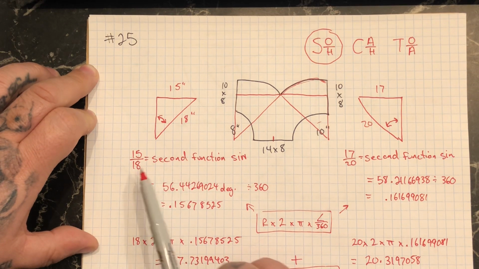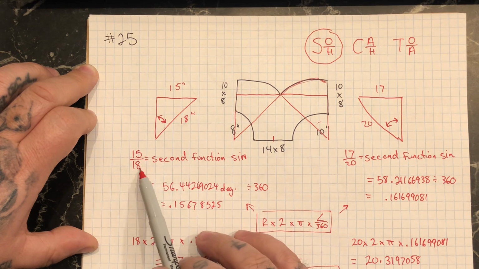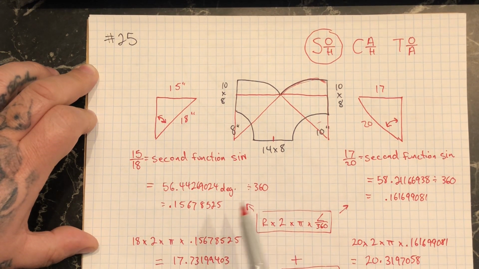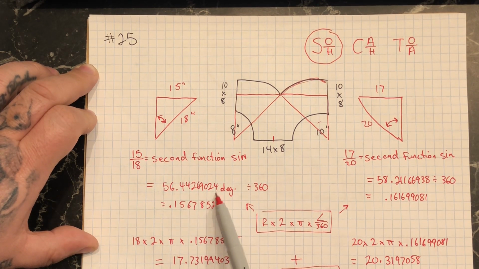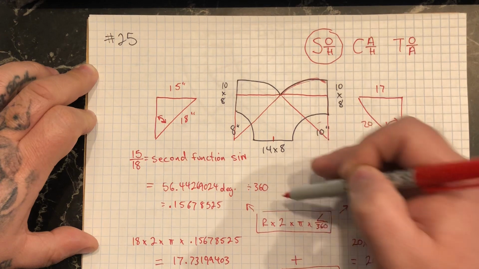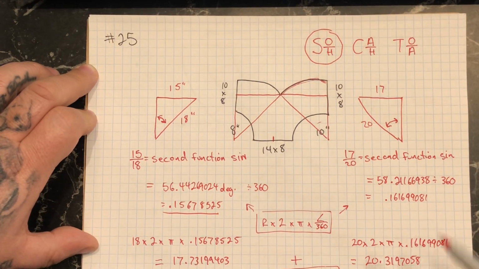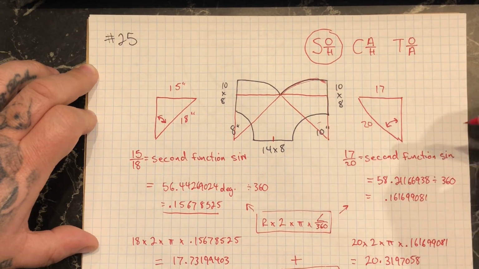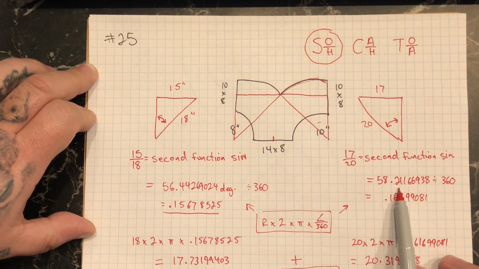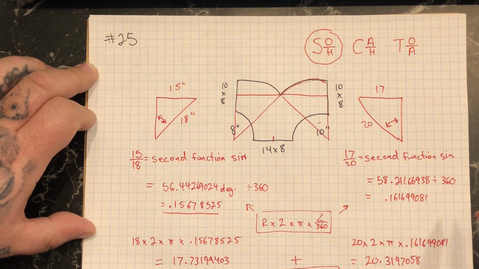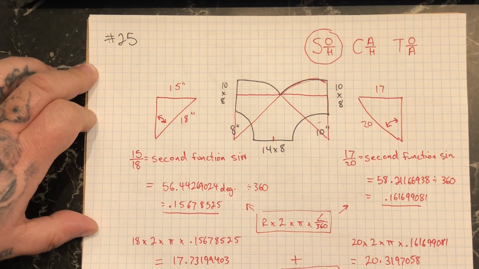So 15 divided by 18, second function sine, don't forget the equals though. 15 divided by 18 equals, and then second function sine equals 56.44269024 degrees, and then divided by 360 gives us this decimal here, which we're going to use in the formula. And then this one, 17 divided by 20 equals second function sine, 58.21166938, divided by 360 gives us this decimal. And then I can apply it to this formula.